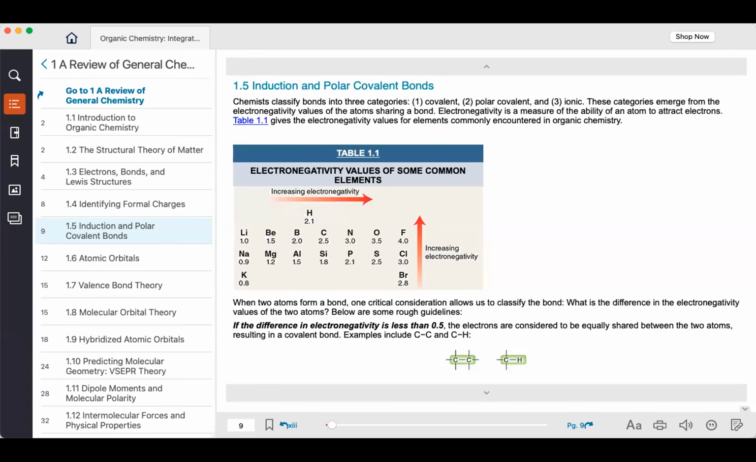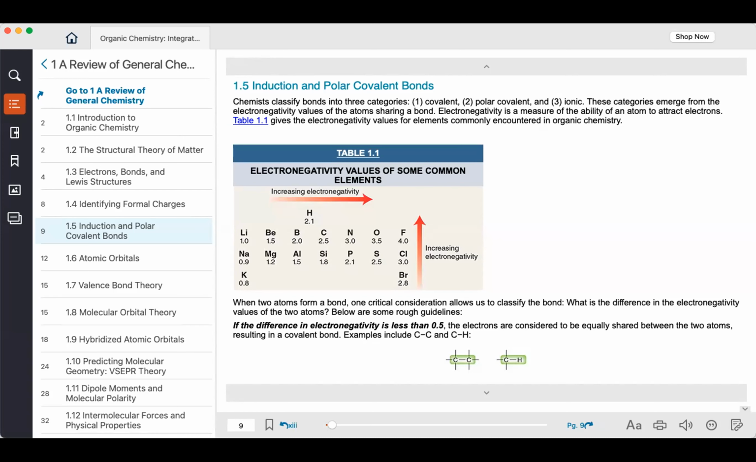This is section 1.5 on induction and polar covalent bonds. What we're going to be talking about in this section is how the electronegativity of atoms influences the nature of the chemical bond between them. In table 1.1 in your book, there is a nice little chart showing how electronegativity increases as you go to the right and from bottom to top in the periodic table.